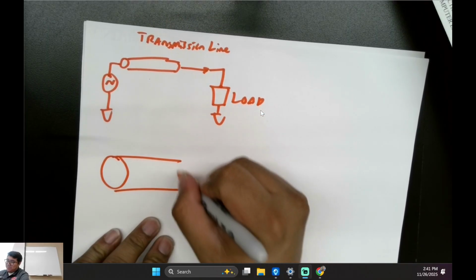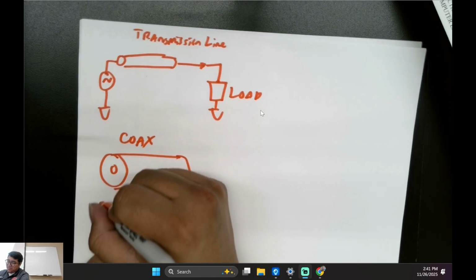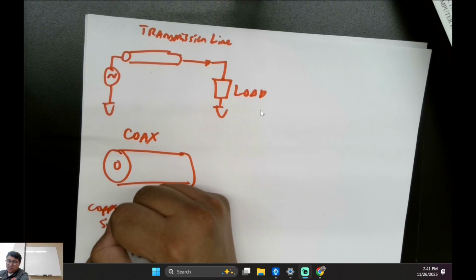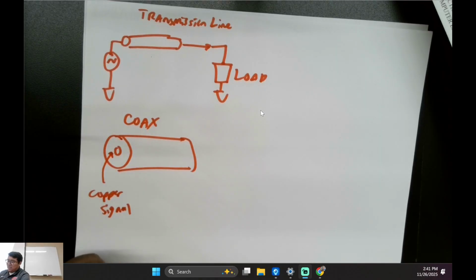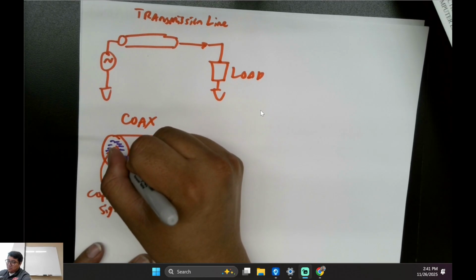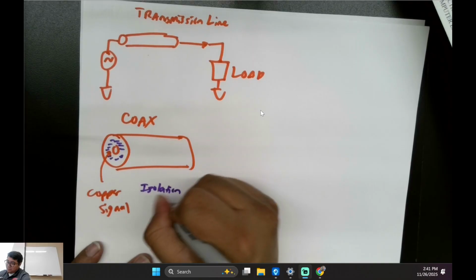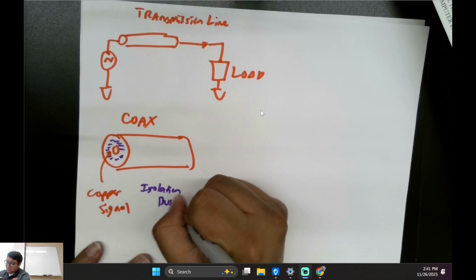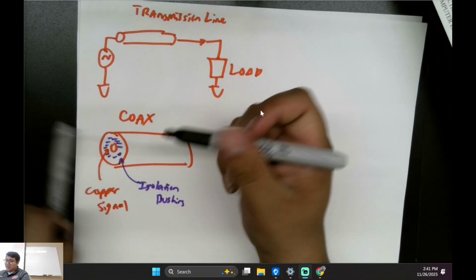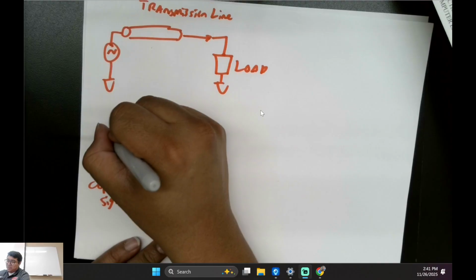If I were to draw a coax line, you have your copper signal in the middle, right? And then you have some type of bushing, which is basically isolation. Is that like the little piece that looks almost like aluminum foil they put on the outside? Yep, that's what it is. And then you'll have some other foil around here, which can serve as your ground.